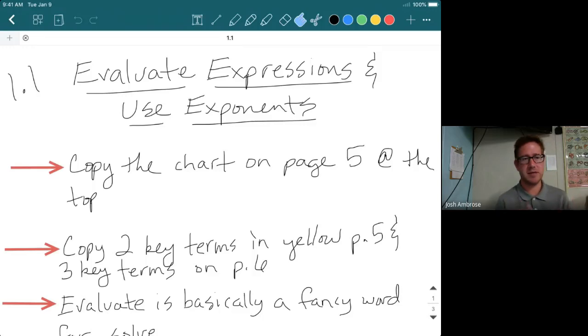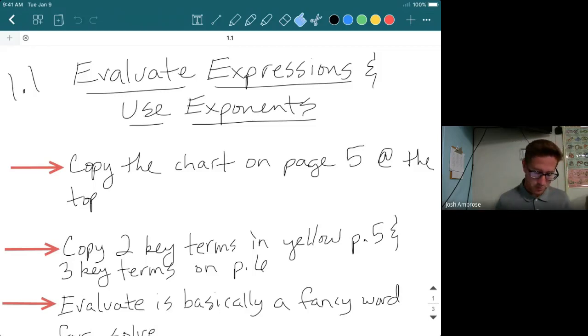Here we go, titled Evaluate Expressions, Use Exponents. Those are some big fancy words. We're going to get to the bottom of it. Here we roll. Okay, everybody, open up your textbook. You should be following with me in the textbook. I'm on page 5. You need to be there too.